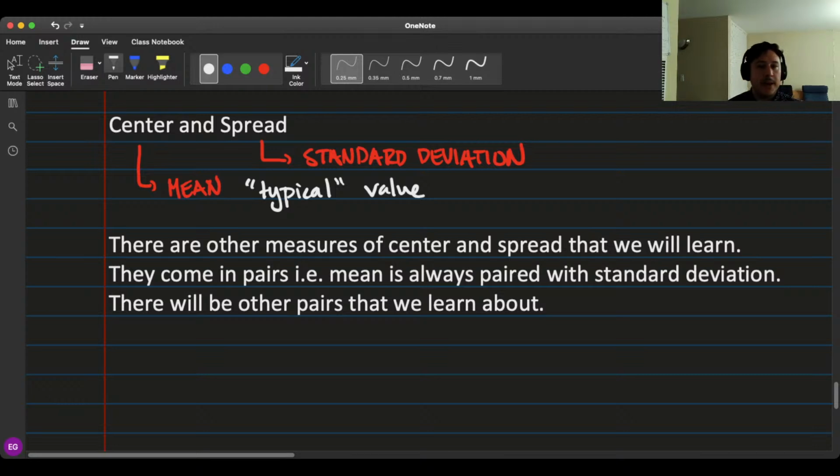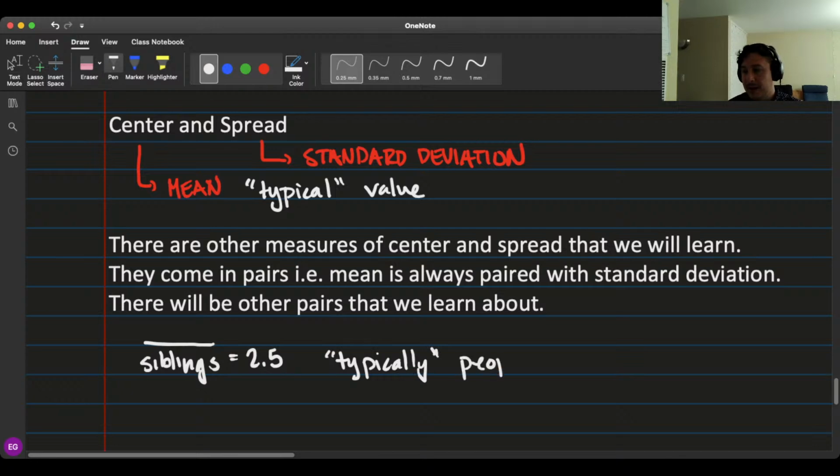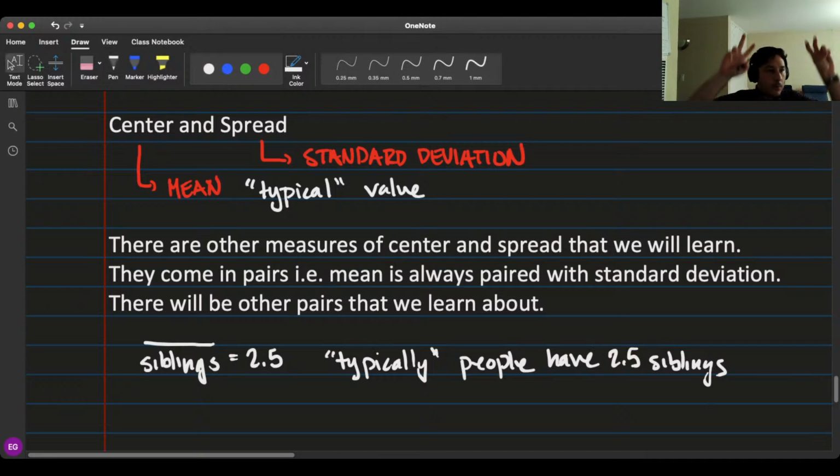So I think we asked everybody how many siblings do you have? And we found out that the average number of siblings, or the mean number of siblings, was 2.5. So in other words, typically, people have 2.5 siblings. And then we talked about how that was a sort of weird way to talk about a number of siblings because it's impossible to have 2.5, right? But the whole idea is that the mean tells you what is normal or typical for the data you're looking at.